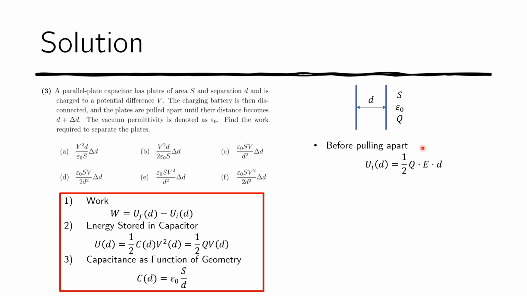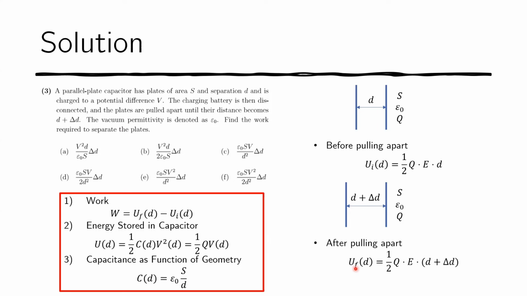Q is not dependent on the distance. E is not dependent on the distance. Only D here is, well, the distance. And so we can also find the energy in the final state very easily using this. And in fact, we just replace the D with D plus delta D. So we obtain the following expression.